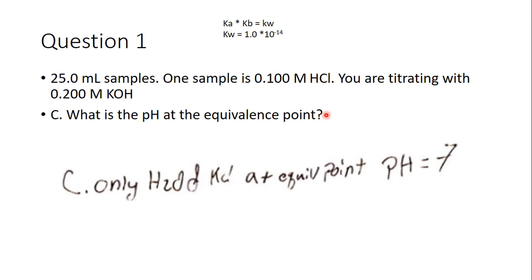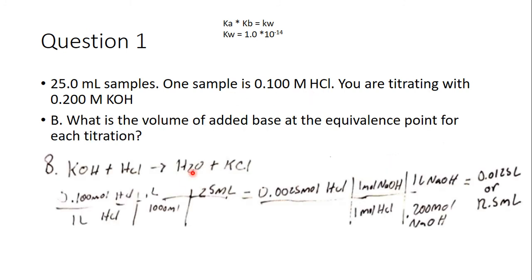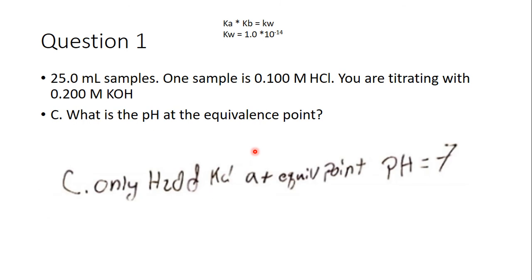C. What's the pH at the equivalency point? When you mix a strong acid and strong base, let's go back to the equation, you're making water and potassium chloride. That potassium chloride is not an acid or a base, so you just have water, and at 25 C, the pH of neutral water is 7.